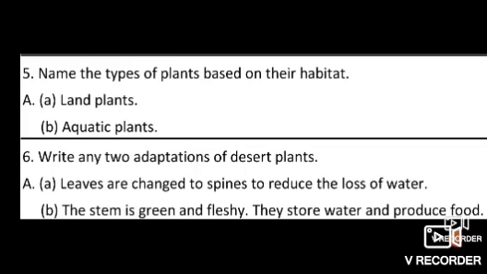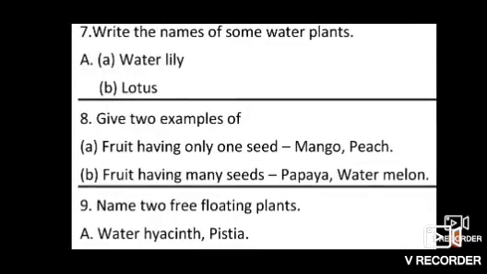Then sixth one, write any two adaptations of desert plants. Leaves are changed to spines to reduce the loss of water. Then second, B, the stem is green and fleshy. They store water and produce food.